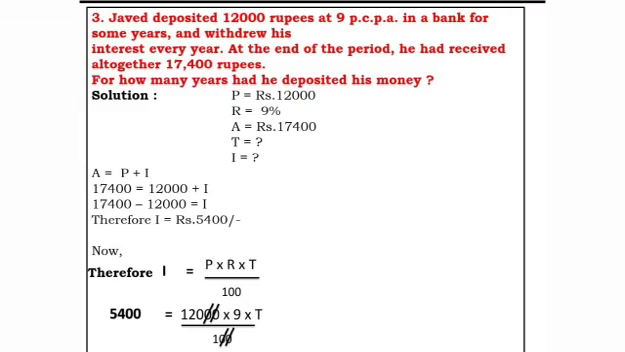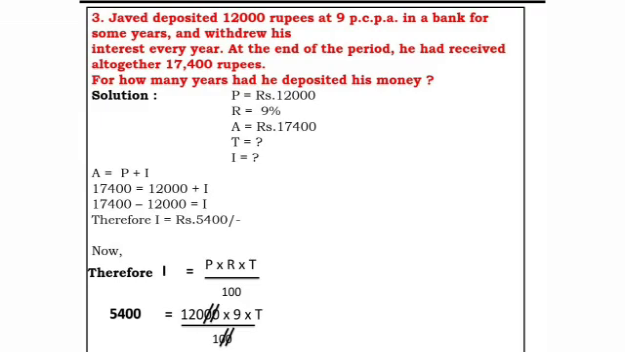And what have you to find out? For how many years? That means the time, and interest. So to find out interest, when amount is given, your formula is A is equal to P plus I. So the value of A is 17,400 is equal to 12,000 plus I. Now when this 12,000 goes to your left hand side, it gets converted into subtraction. So 17,400 minus 12,000 is equal to I. So your I is rupees 5,400.